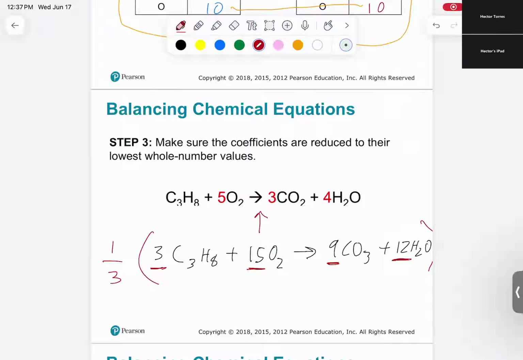So as you can see, 3 divided by 3 is 1. 15 divided by 3 is 5. 9 divided by 3 is 3. And 12 divided by 3 is 4. So you're always going to want those lowest whole number values. Okay. So if you have something that's a little bit too high, just divide all of them by the same number, and that should get you to the lowest whole number. Okay.